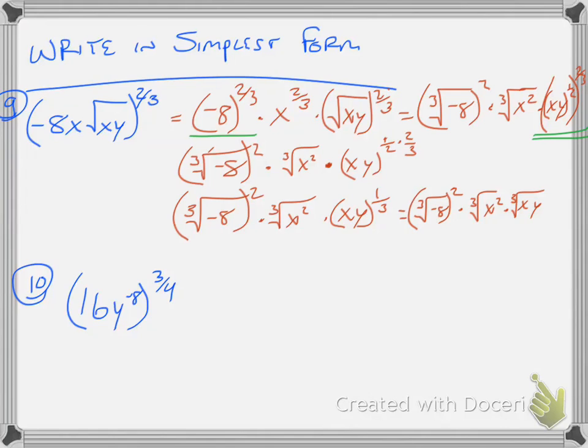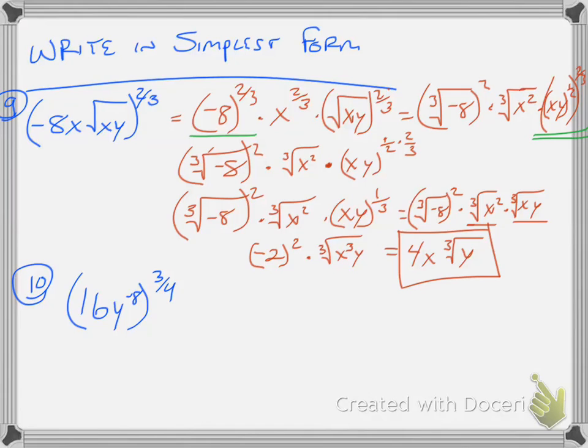And now I can simplify some more. So the cube root of -8 is -2, -2 squared. And what I can do here, because they're both cube roots, I can multiply them together, and x squared times x becomes x to the third. And now -2 raised to the second, or squared, becomes 4. The cube root of x cubed is x, and I still have that cube root of y on the inside, and that's the simplified form.